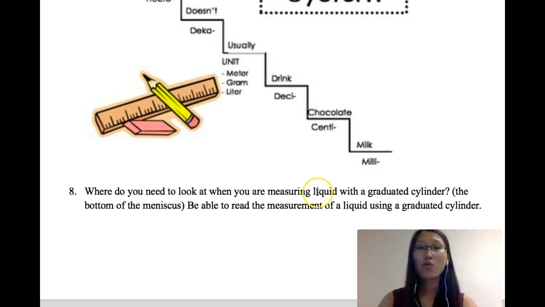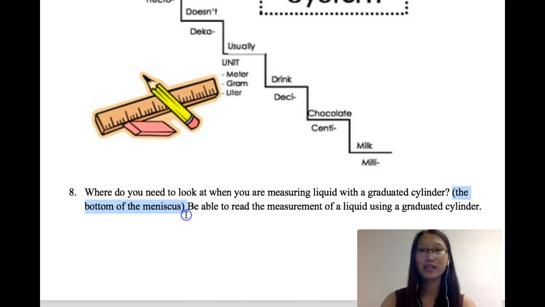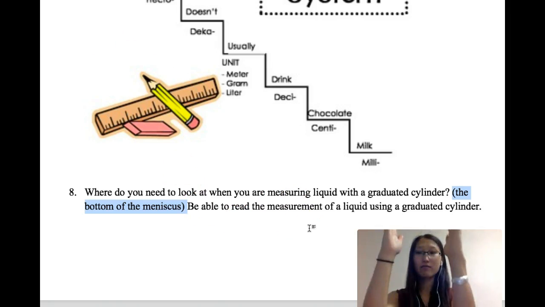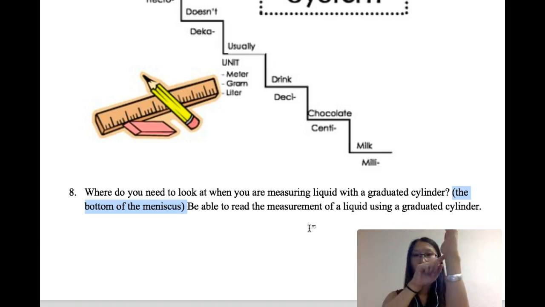Last one. Where do you need to look at when you are measuring liquid with the graduated cylinder? You want to look at the bottom of the meniscus. So, I don't think I can draw. So if you're looking at a graduated cylinder, for example, right here, okay, you have a liquid. Usually water is a curve that goes under like this. When you're measuring the liquid, you want to look at the bottom of the meniscus, okay? So if this is the curve of the liquid that you see within the graduated cylinder, you want to look at the bottom right here and see what measurement is this, okay?